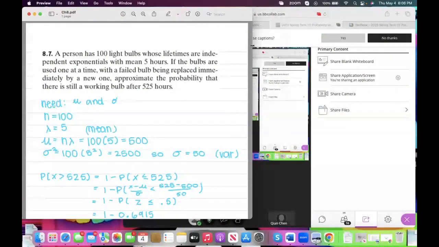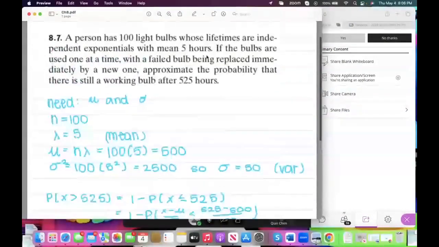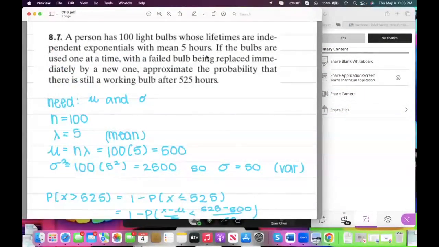Okay, perfect. Thanks. So a person has 100 light bulbs whose lifetimes are independent exponentials with mean 5 hours. If the bulbs are used one at a time with a failed bulb being replaced immediately by a new one, approximate the probability that there is still a working bulb after 525 hours. So we still need mu and the variance. We know that the number of light bulbs is 100. The mean says that it's 5 hours, so it's in time.